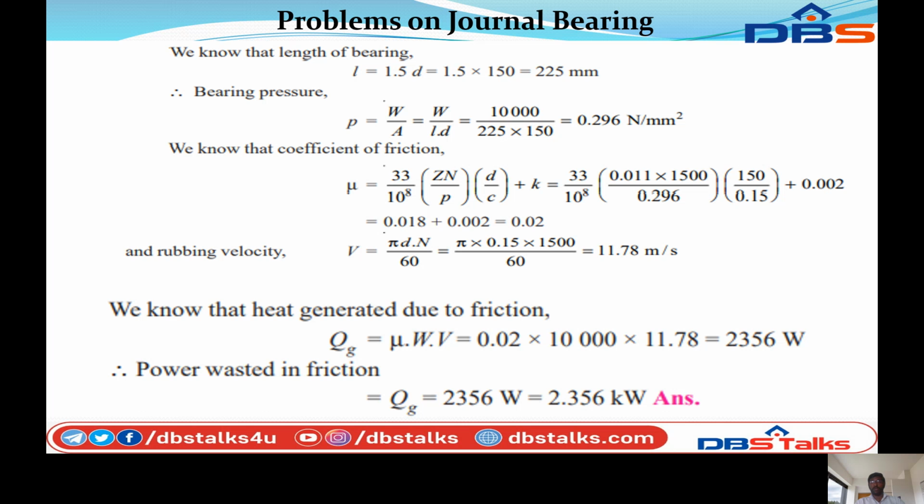This will be converted to kilowatts. Qg is equal to 2.356 kilowatts. So this is the final problem for the journal bearing.